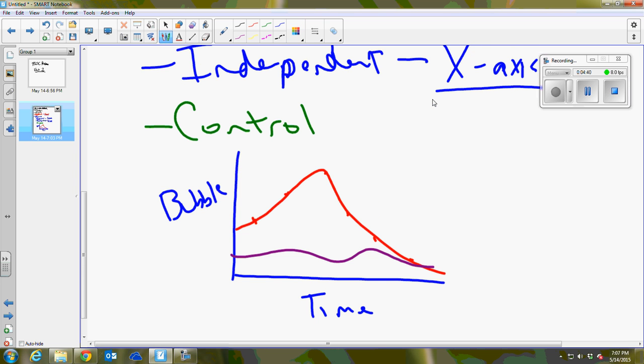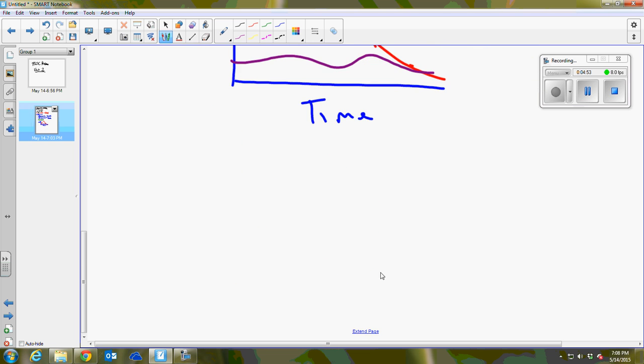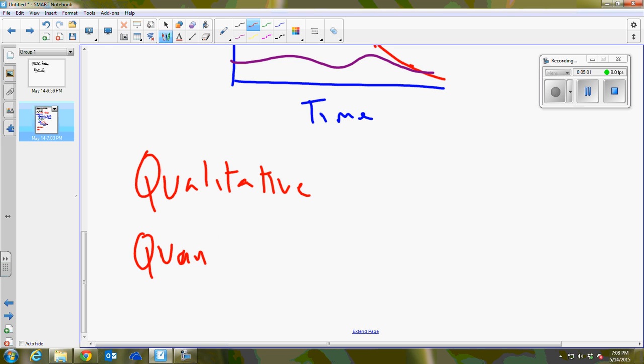All right, so those are a couple terms that are easily missed and easily forgotten. A couple kinds of data that we talked about in class, real quick. We talked about qualitative data and quantitative data.